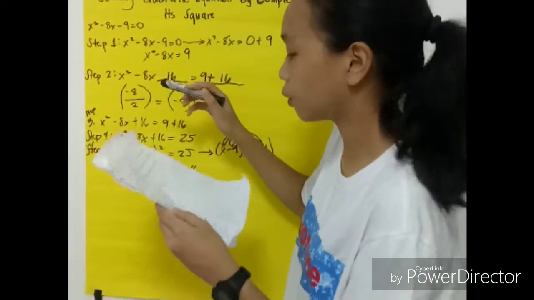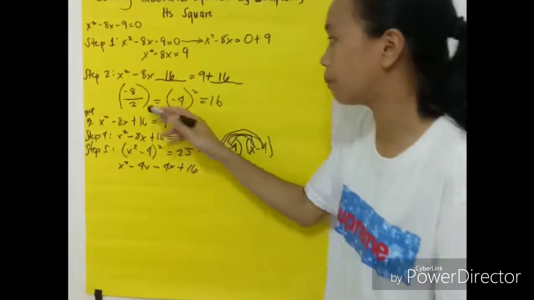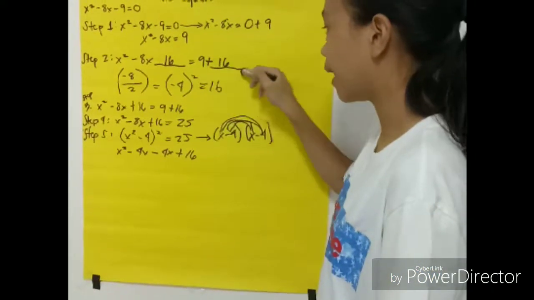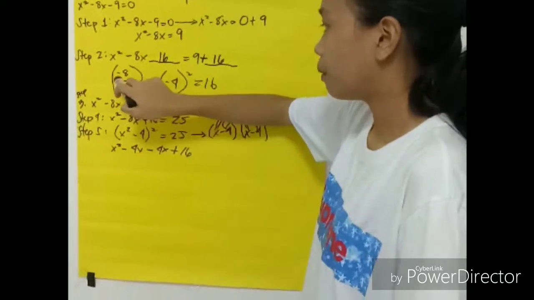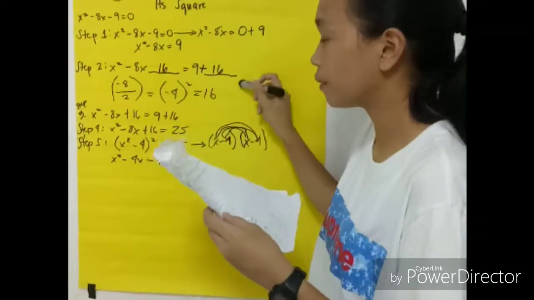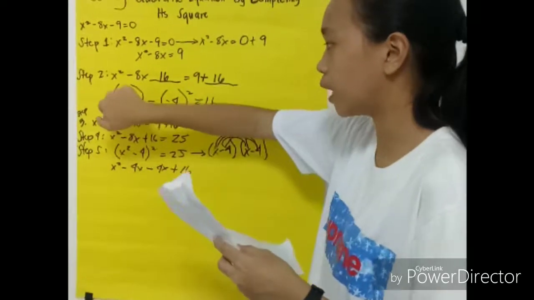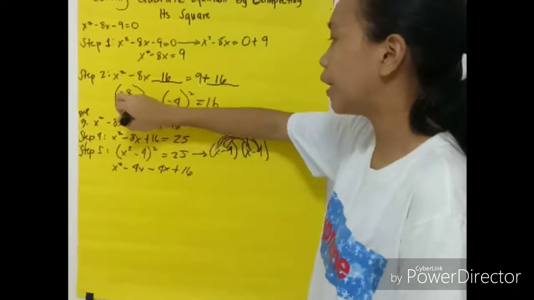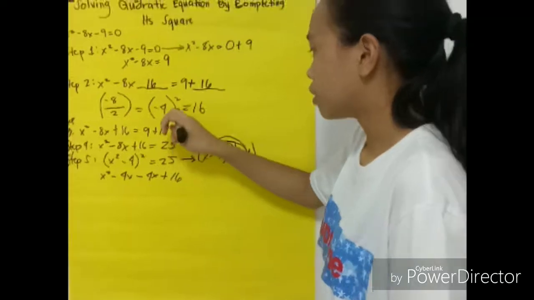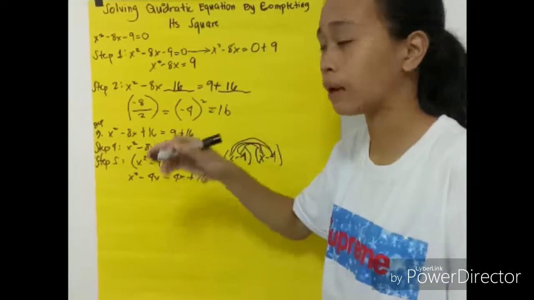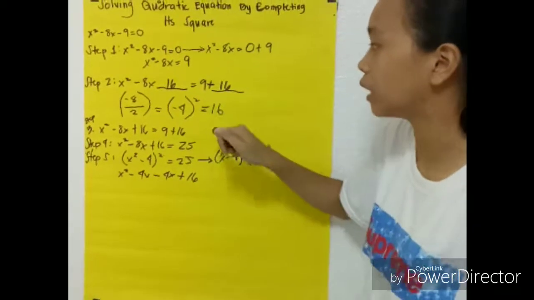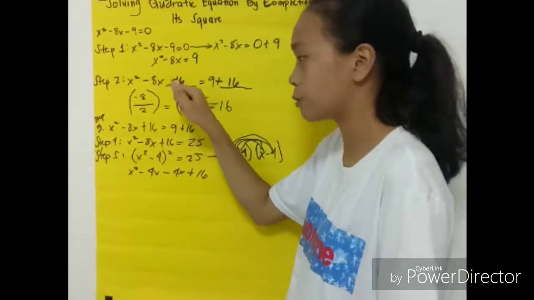So, step 2. Give a space for the third term. X squared minus 8x space equals 9 space. So para makuha natin para magiging trinomial siya, ito ang i-solve natin. Negative 8 divided by 2 equals negative 4 squared. So, negative 4 times negative 4 is equals to positive 16. So, ang positive 16, ito ay ilalagay natin sa space.